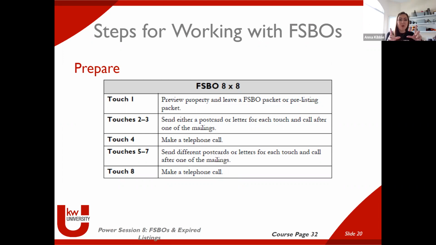What is it? That HOA form that Donna really loves, like the common interest community checklist. Yeah, something like that on it, right?